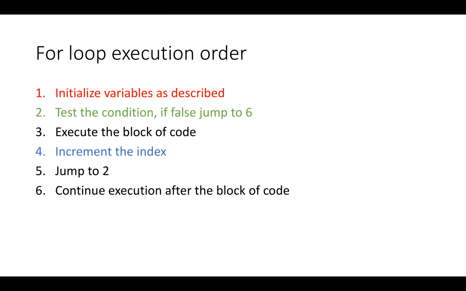All right. So now we're going to talk about advanced for loops. Recall that our for loop execution order is like this. We start out, we initialize the variables as described. We test the condition. If the condition, which is the second part of the for loop, is false, then we jump down to number 6, which is continue execution after the block of code. If the condition is true, we execute the block of code, and after the code is done executing, we increment the index and continue on to test the condition.